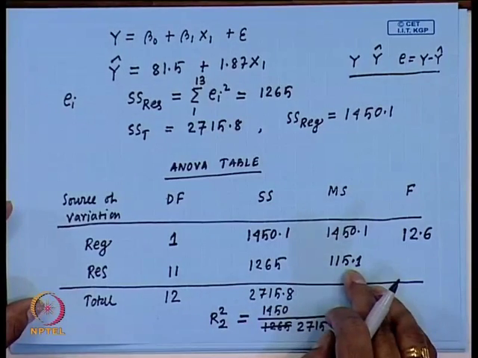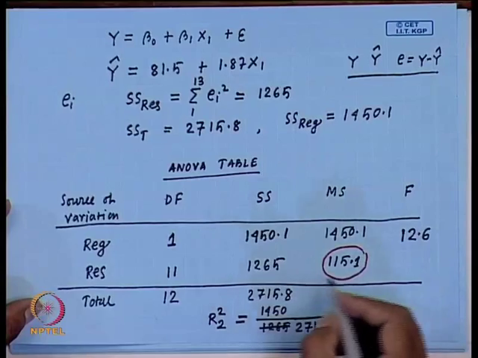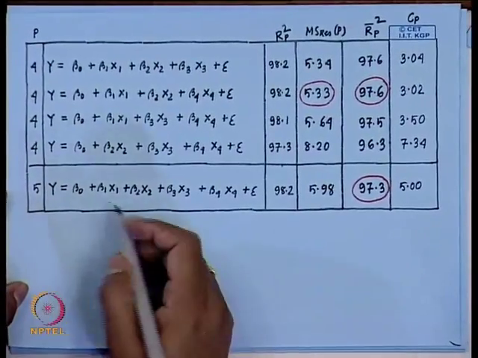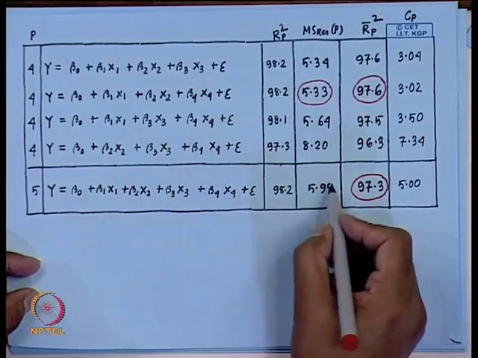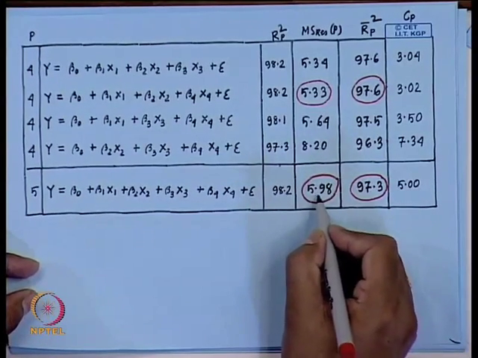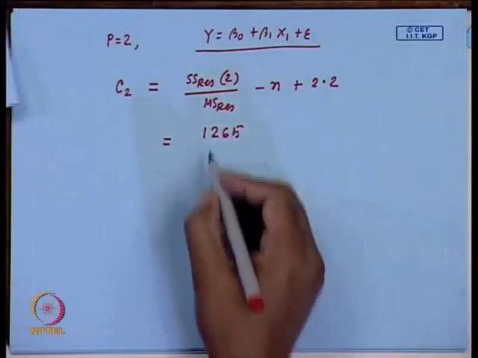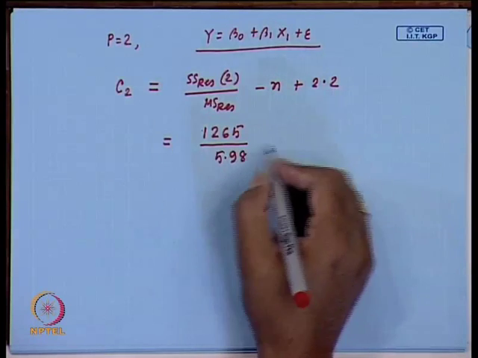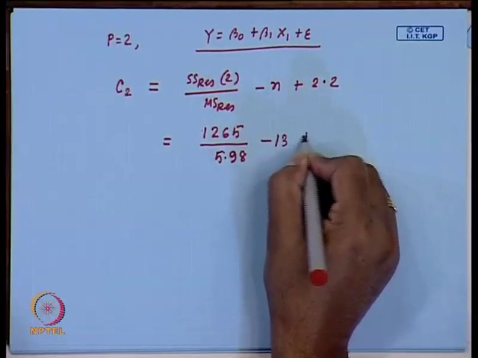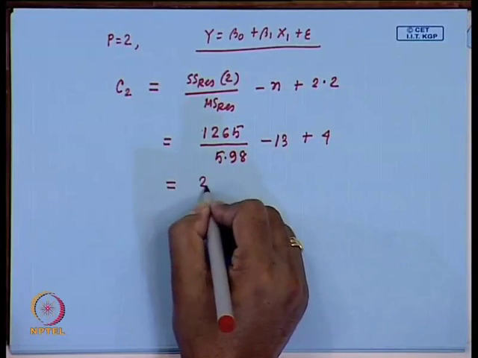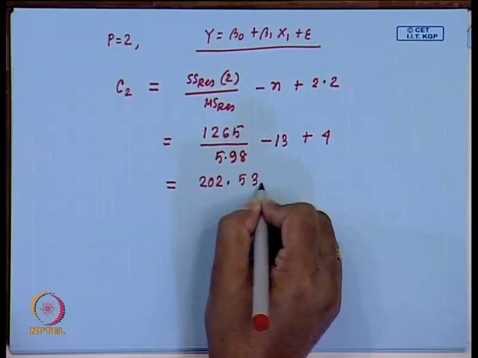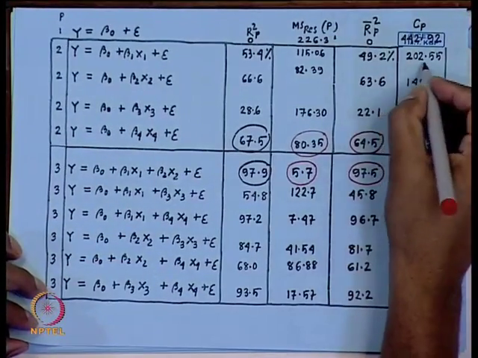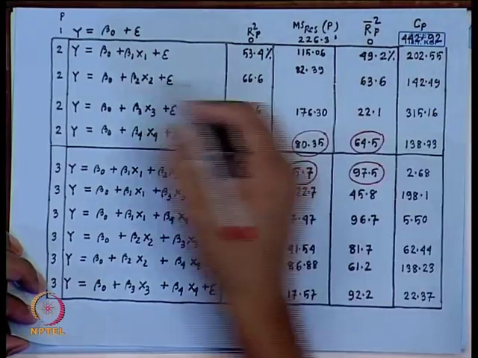Do not take this MS residual; this is the MS residual for the full model. Where is the full model? Here is the full model, and you take this MS residual value. So, you take SS residual 2 by 5.98, which is the MS residual for the full model, minus 13 plus 4, which is equal to 202.53. So, 202.53 is the Cp value for this model.